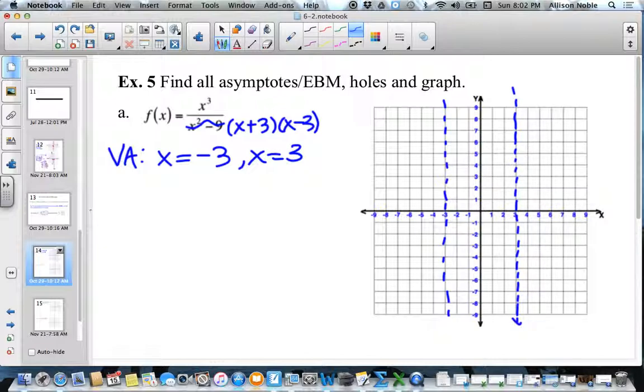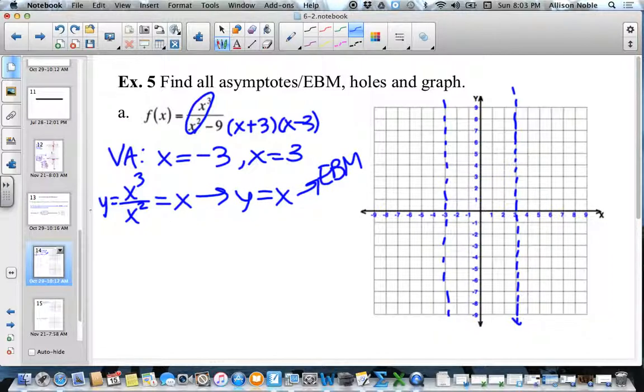Then I'm going to look at my degrees so I can see what my end behavior model should be. If I look at my original function, I have x cubed over x squared, which simplifies to be x, right? So what that means is that our end behavior model is the line y equals x. So y equals x is our end behavior model. So y equals x is kind of an asymptote.